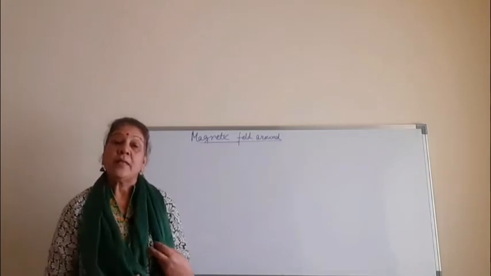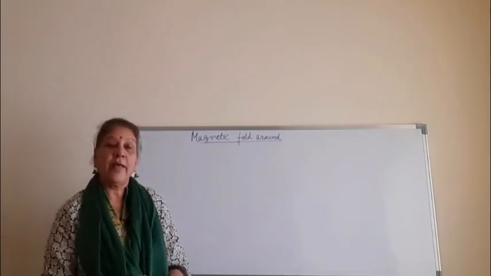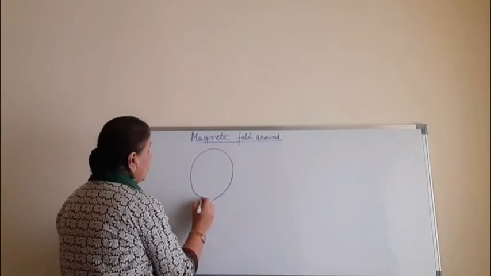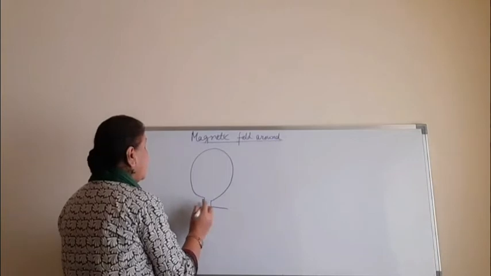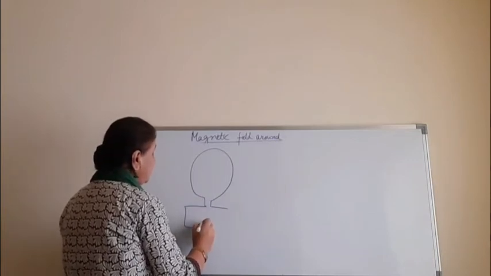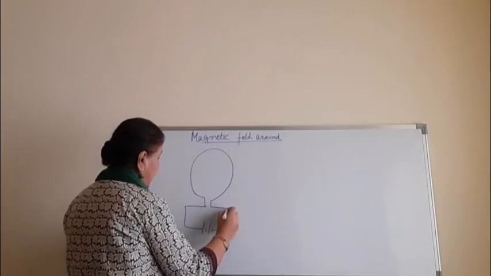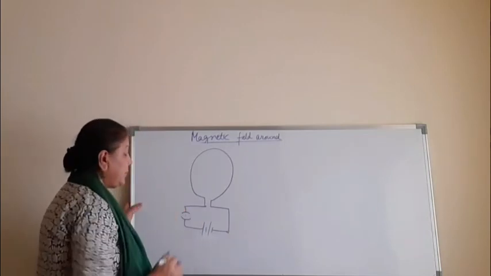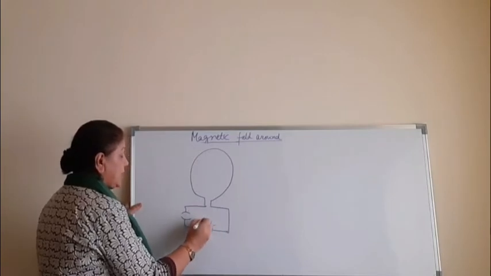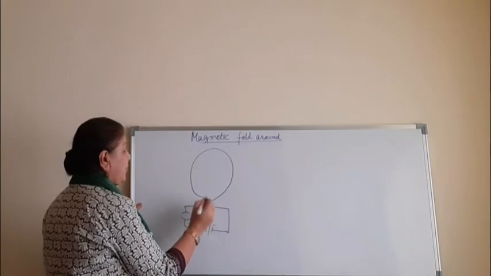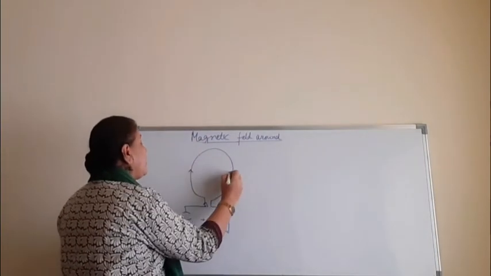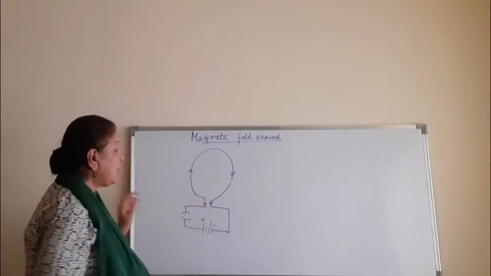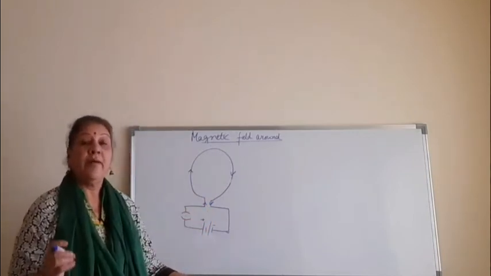So now we'll discuss the magnetic field around a circular loop of wire. Instead of one straight wire, we have made a loop of it. It's connected, say, to a battery, and there is one key or switch also. The direction of electric current is this way, and it moves like this. Coming back, the direction of electric current is this. So we are going to discuss now the magnetic field around a circular loop of wire.